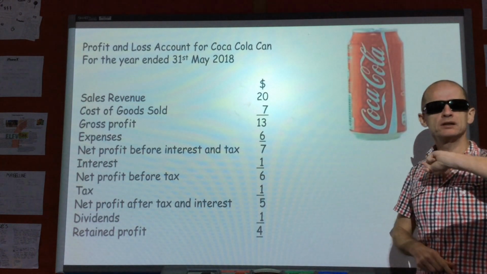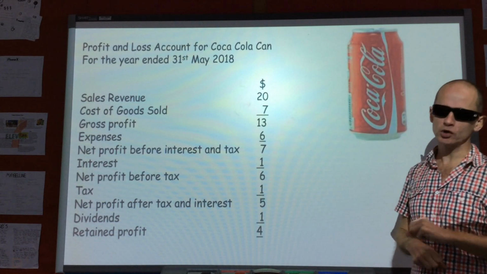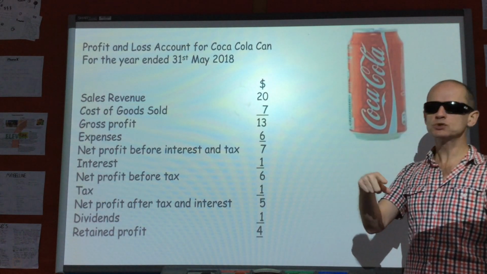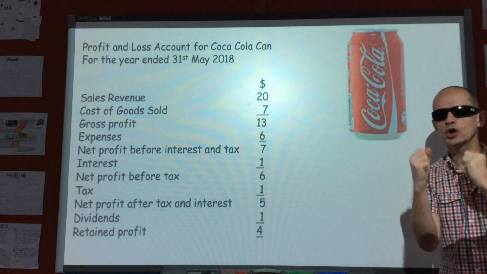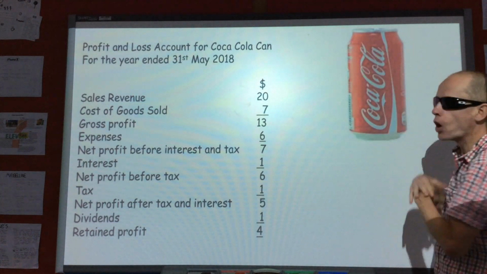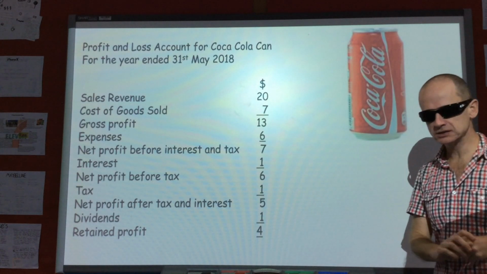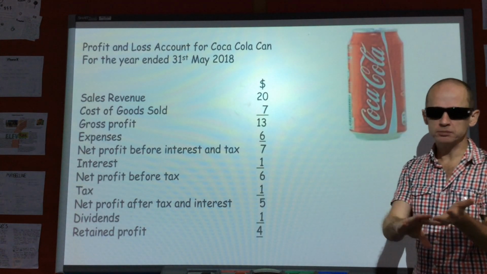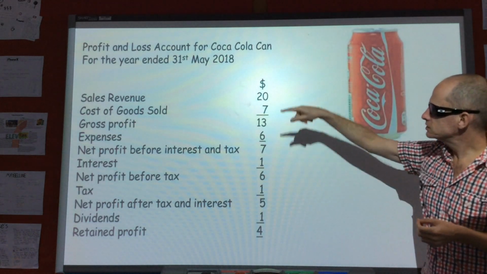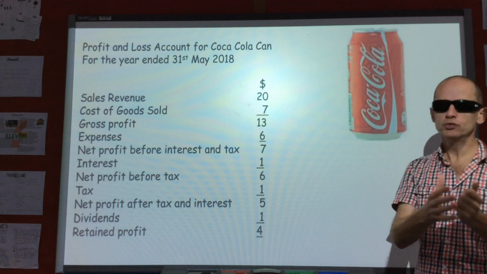Alright, so we're going to say that the selling price for one Coca-Cola can is $20. So 20 times 1 is 20. Now the cost of goods sold is calculating the cost of making this one can. What is the direct cost of making this one can? So for example, it will be the aluminium, it will be the water, it will be the sugar, it will be the caffeine. So 20 minus 7 gives you 13.